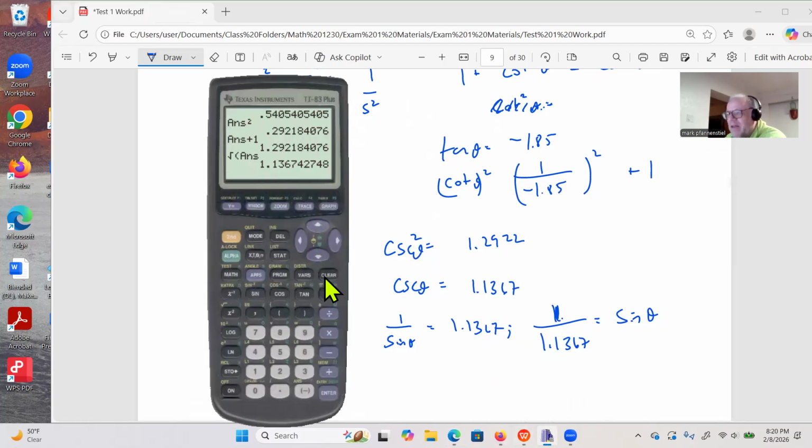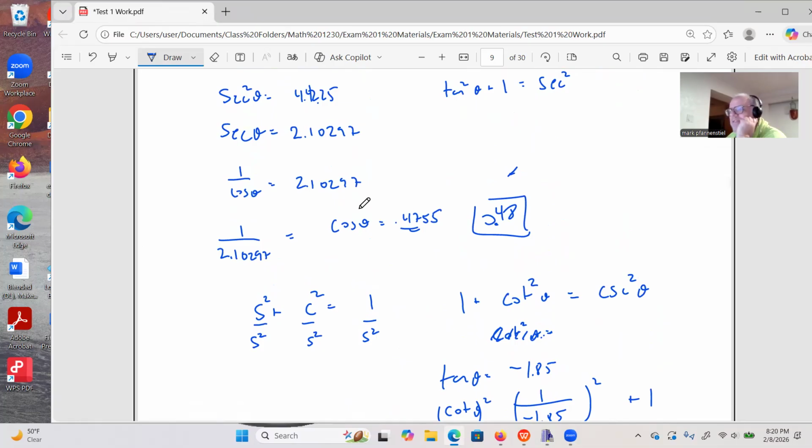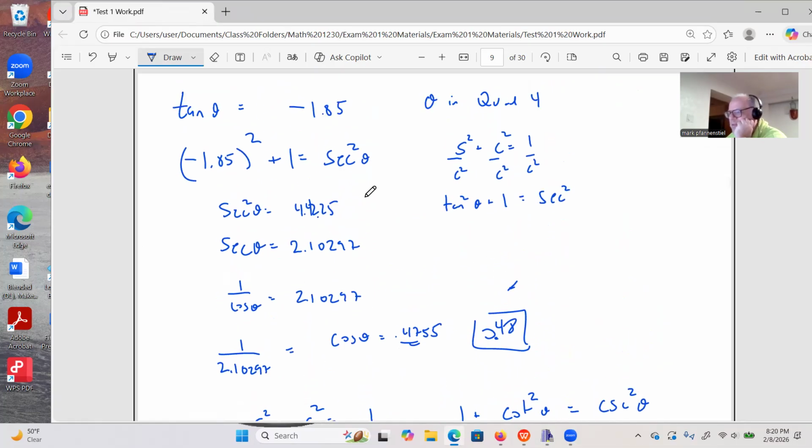So we'll go ahead and crisscross this guy. We'll take the reciprocal, and we got 0.879, so we'll call it 0.88. So sine theta is equal to 0.88. Okay, so let's see here. Let's recap and see what we got here.